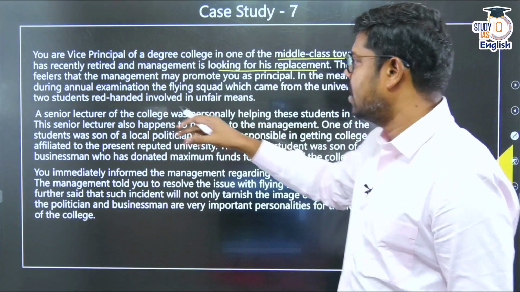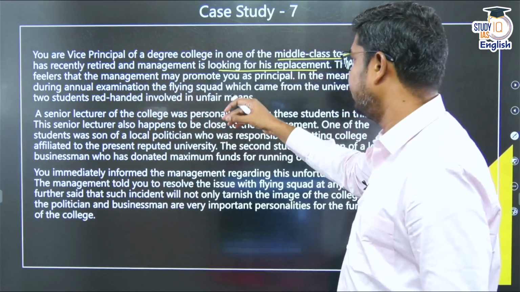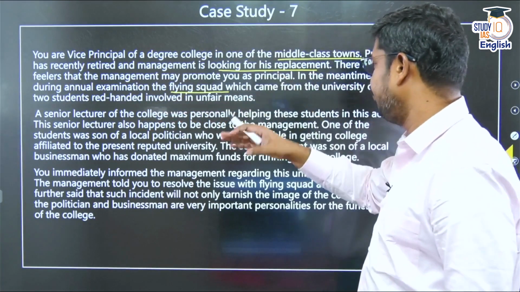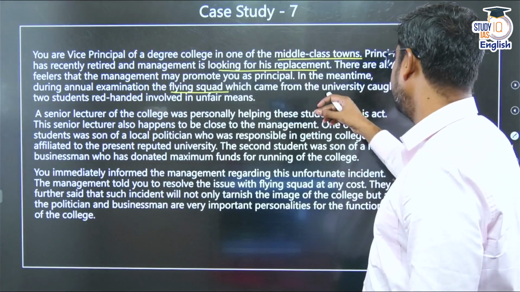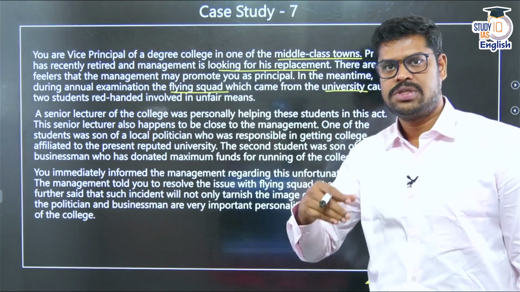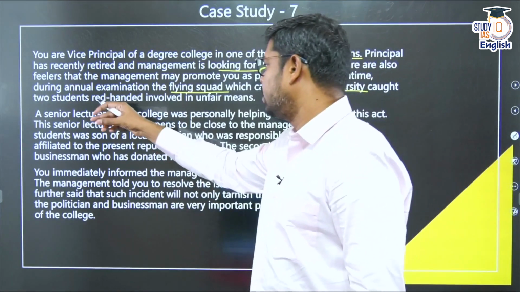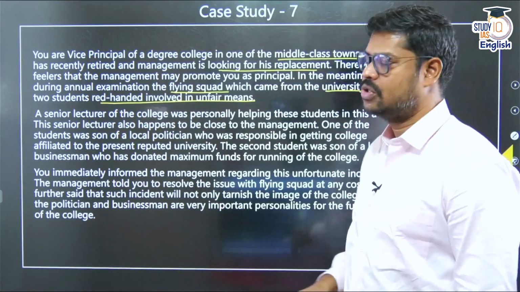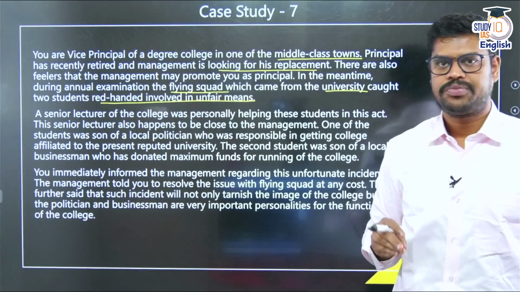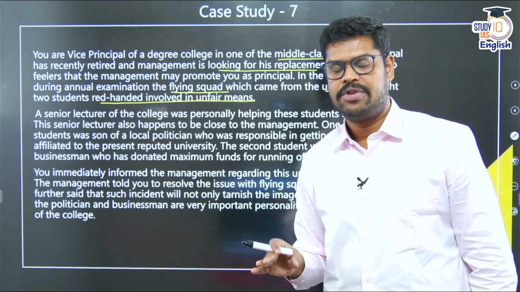In the meantime, during the annual examination, a flying squad has come from the university, that is, the university to which the college is affiliated. From there, the flying squad has caught two students red-handed, involved in unfair means. That is very unfortunate for the college, that the students are engaged in some unfair practices.